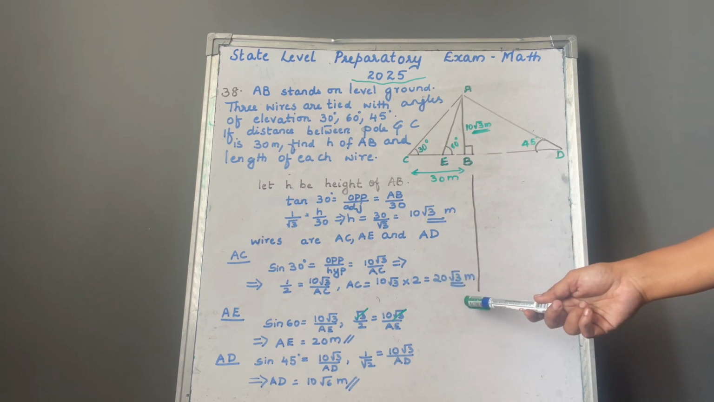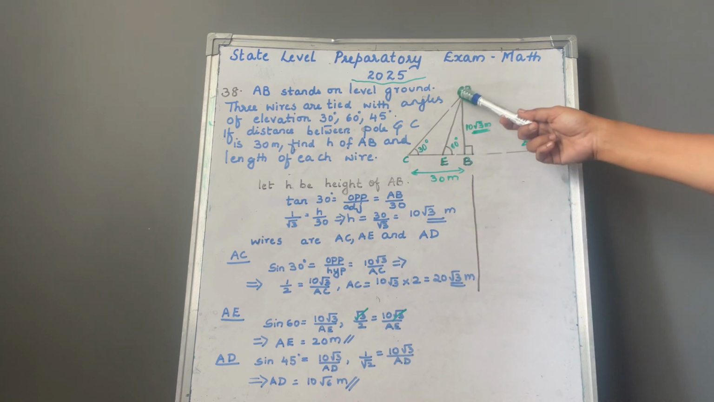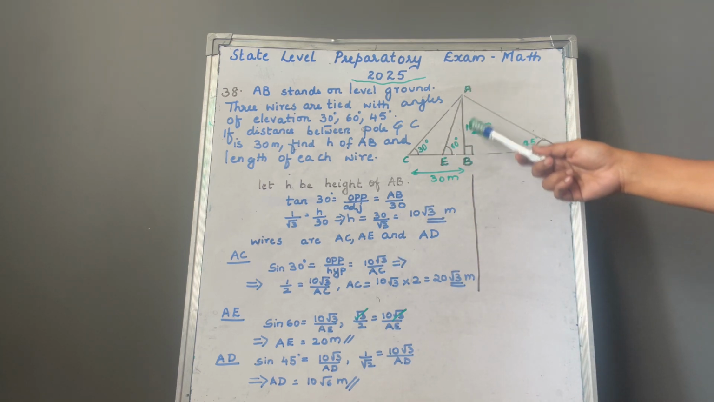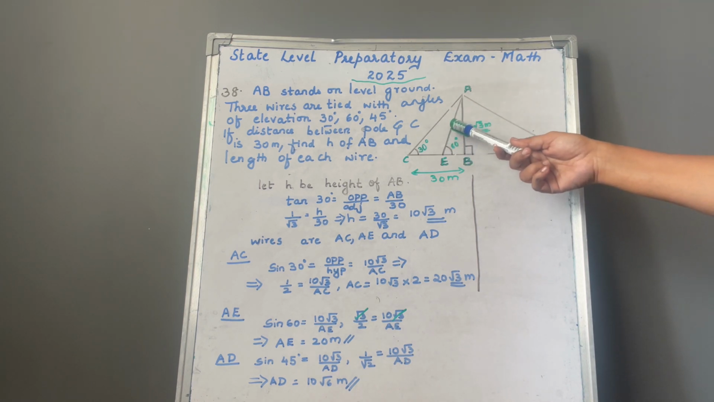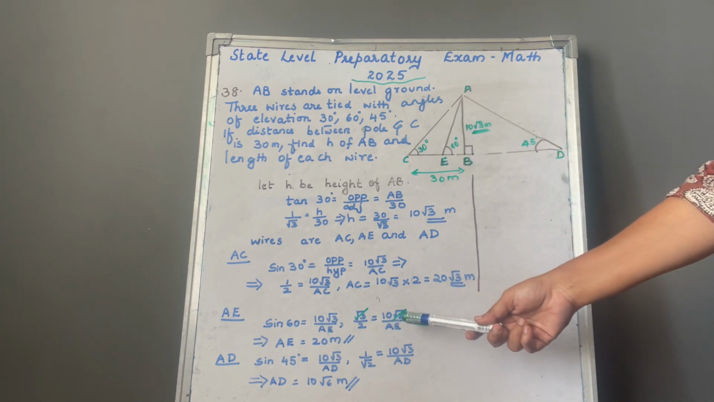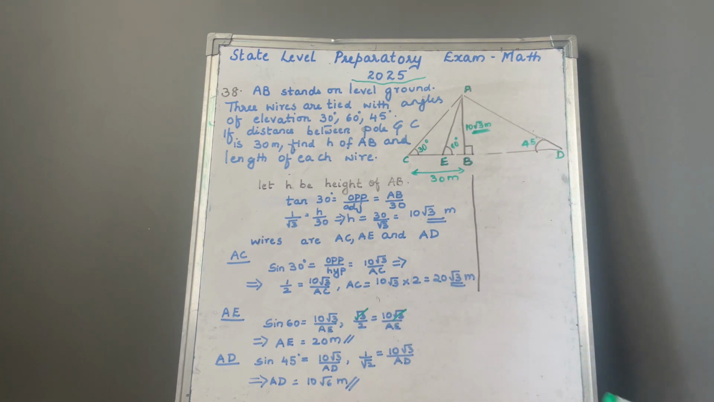To find the length of wire AE, we can take sine 60. Sine 60 is similarly opposite by hypotenuse, which is 10 root 3 by AE. Sine 60 is root 3 by 2. So we get AE is 20 meters.